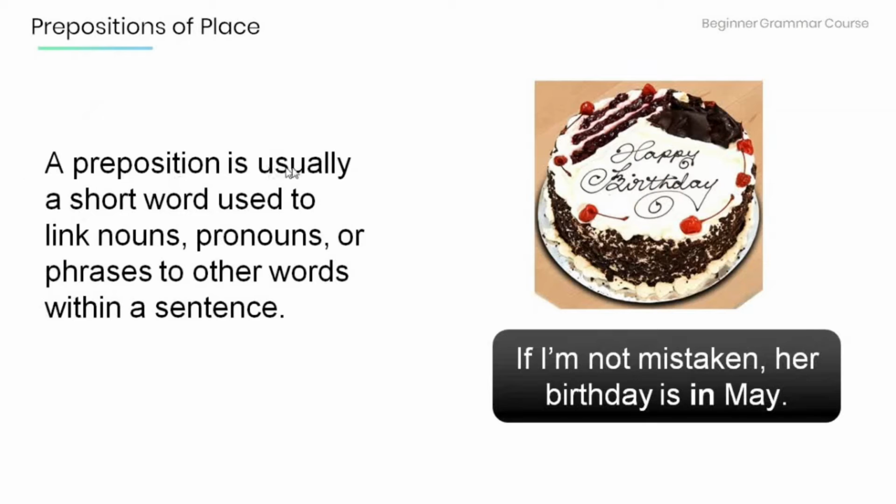Remember that a preposition is usually a short word used to link nouns, pronouns, or phrases to other words within a sentence. Have a look at the example over here. If I'm not mistaken, her birthday is in May. Note that the preposition in is used to link the noun May to her birthday.